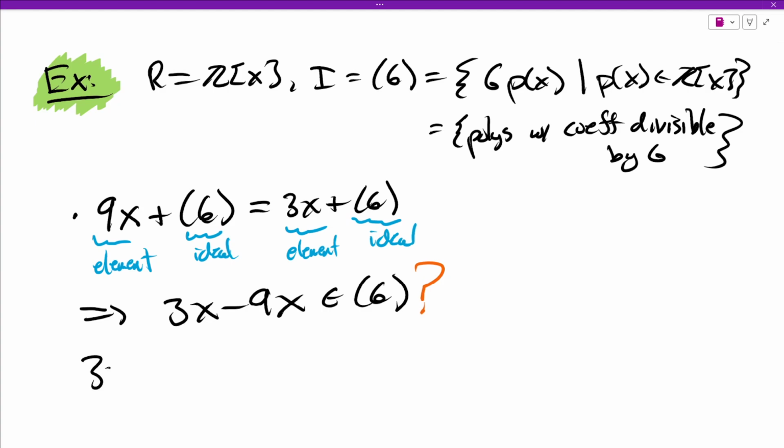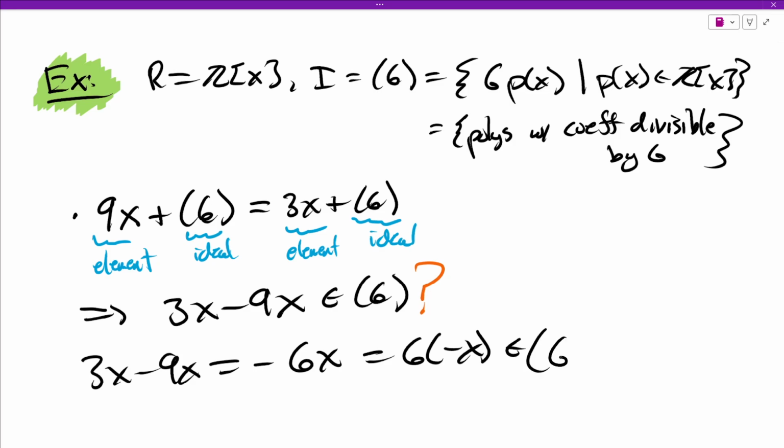Okay, so 3x minus 9x is, of course, negative 6x. And that's 6 times negative x. Or you can see that here the coefficients are multiples of 6. In particular, this is certainly in the ideal generated by 6. And so this is certainly true, because the difference between our elements is in that ideal.